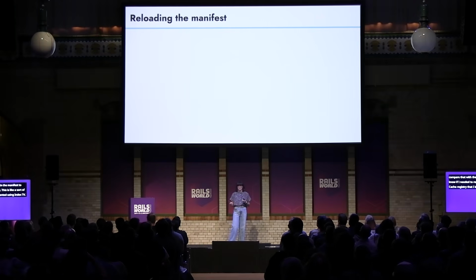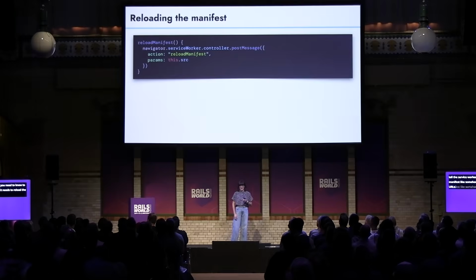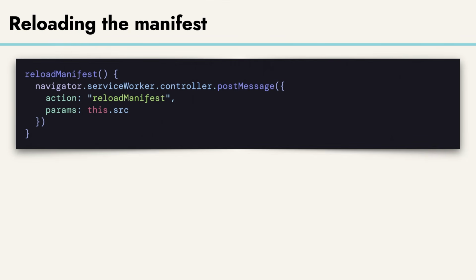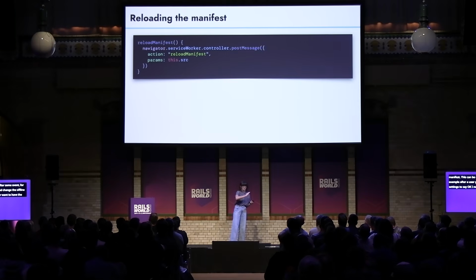This is not enough. You need to somehow tell the service worker when it needs to reload the manifest, or to reload specific URLs. The way I did this was by triggering a message from the main app to tell the service worker that it should reload and reprocess the manifest. This can be done after some event. For example, after a user goes and changes the offline settings to say, OK, I no longer want to have the tickets label offline. I could use that as an event to trigger the service worker to reload the manifest.